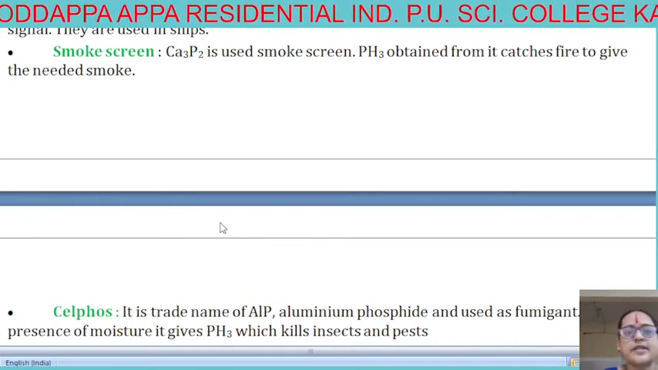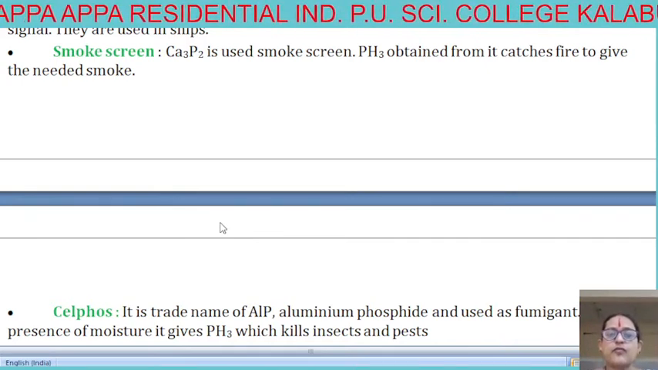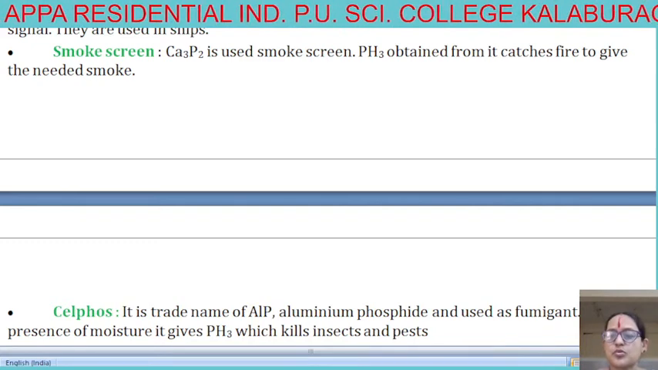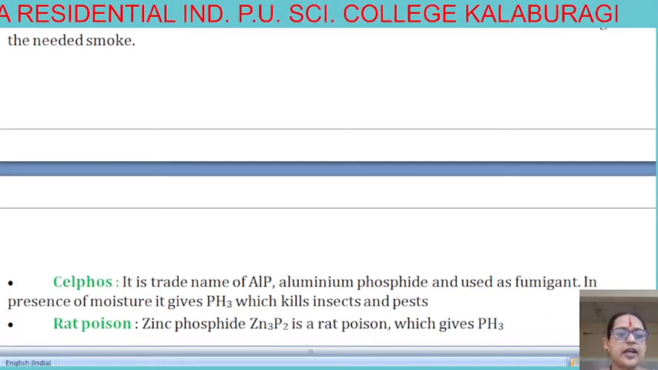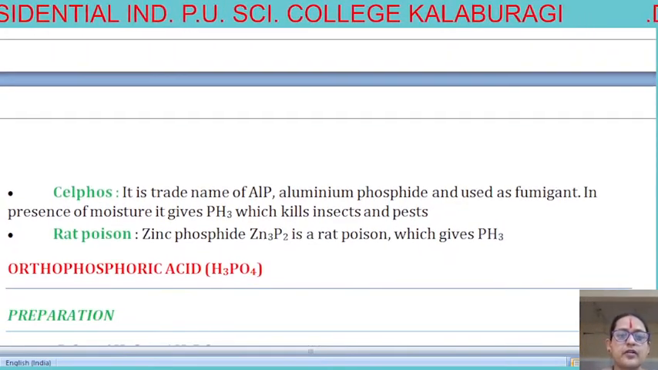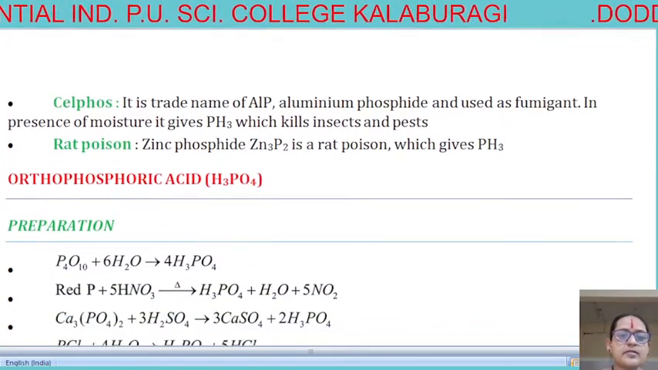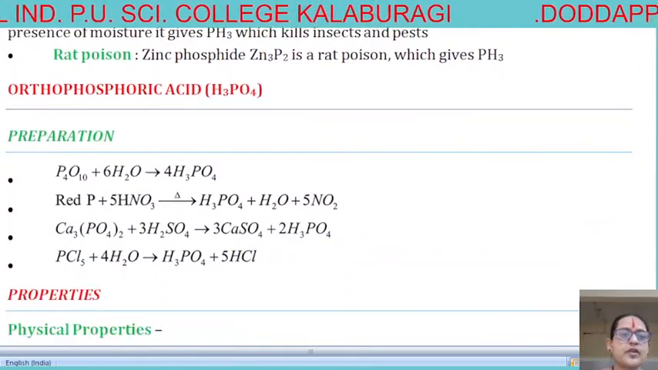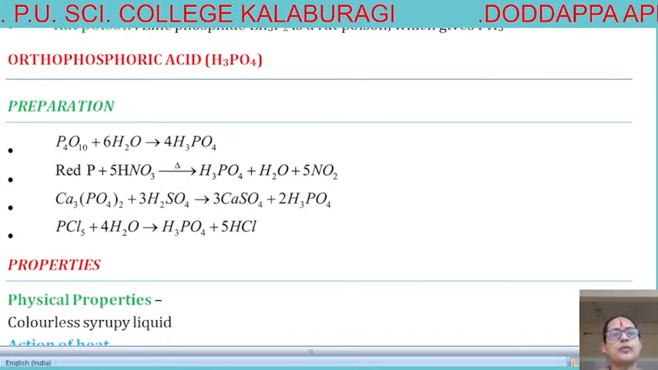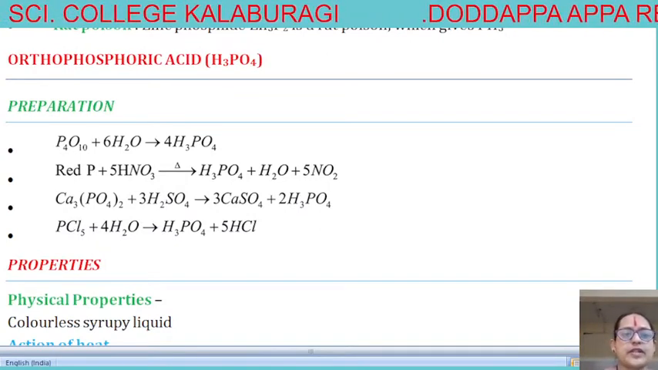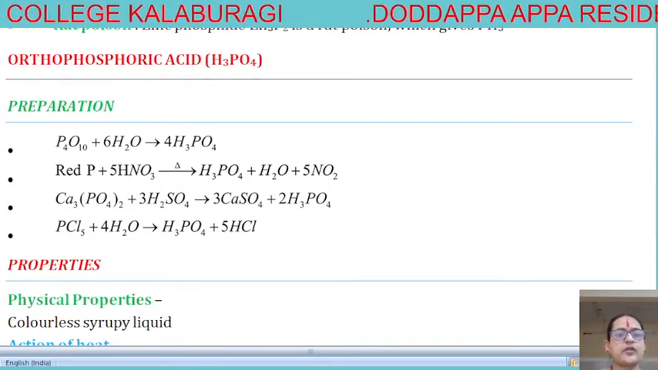So calcium phosphide is used as a smoke screen. Then we have cellulose, then rat poison, where zinc phosphide is used. Then we have a new compound called orthophosphoric acid. Its preparation we have to study.